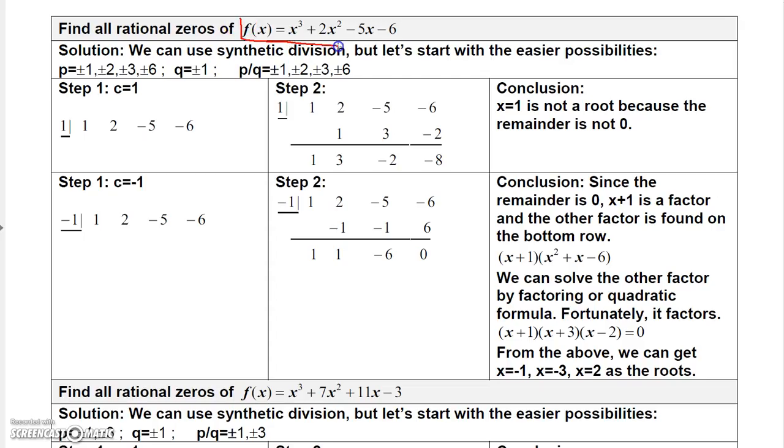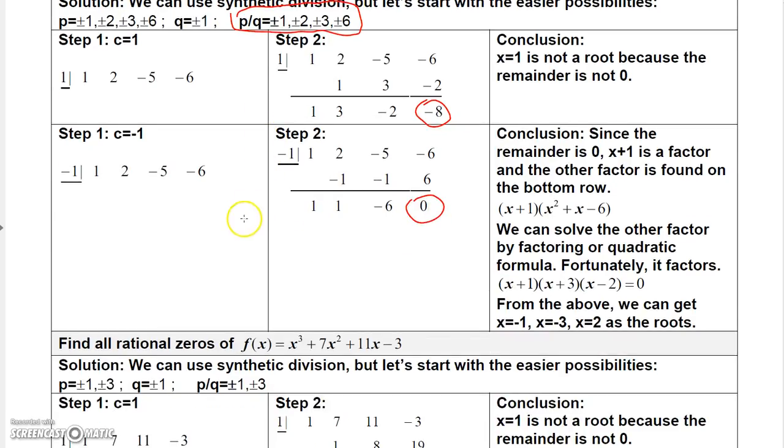Okay, now I'm going to do this one next, and if you check all the p's and q's, you'll find that the possible p's over q's are plus or minus 1, plus or minus 2, plus or minus 3, and plus or minus 6. So I'm going to start with 1, and notice that I didn't get a remainder of 0, so we ditch that. So now let's go to negative 1, and when I do negative 1, notice I do get a remainder of 0. I'll let you go through the synthetic division yourself.